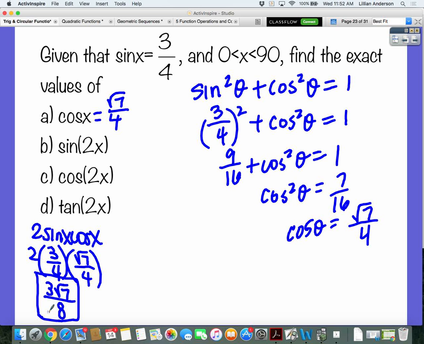Cosine 2x. There are 3 formulas that you can use to do this one. I would suggest what? Which one? The last one? No, not the last one. Where did you get the 8 from? Because we need cosine squared minus sine squared? No, not that one. 2 cosine squared minus 1.